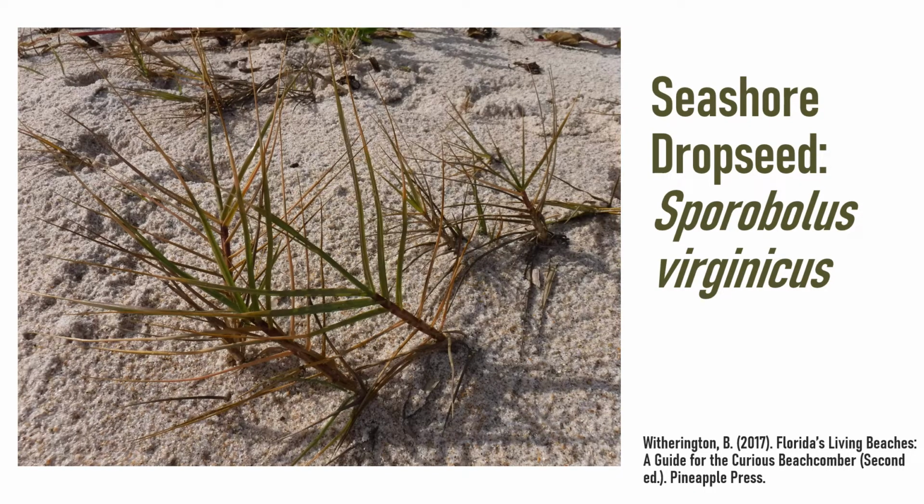Next I have seashore dropseed, or Sporobolus virginicus. This is a ground cover plant that is commonly seen in beach dunes. It is highly salt, wind, and drought tolerant.